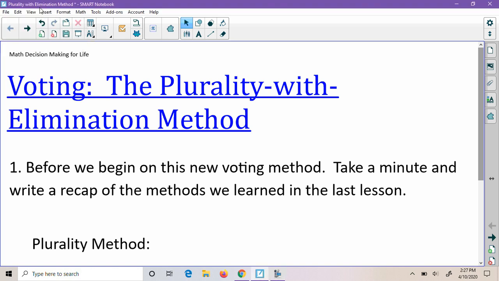Hey everybody, let's continue on with the voting chapter. Our method for today is the plurality with elimination method. Number one, before we begin on this new voting method, take a minute and write a recap of the methods that we learned in the last lesson.